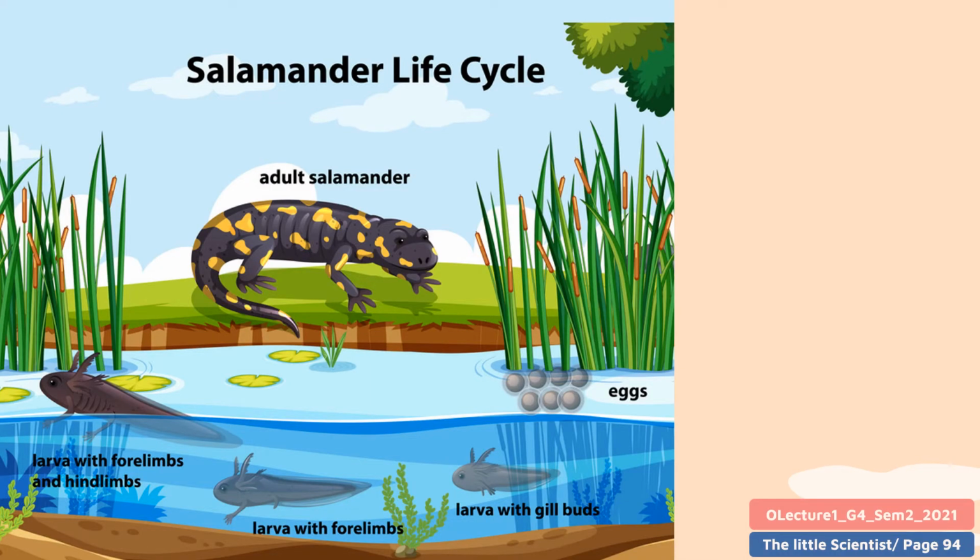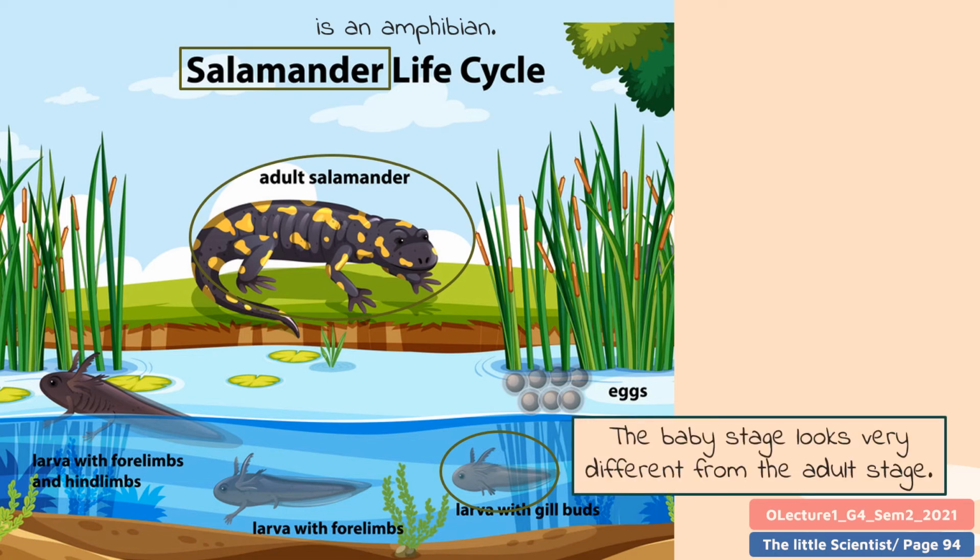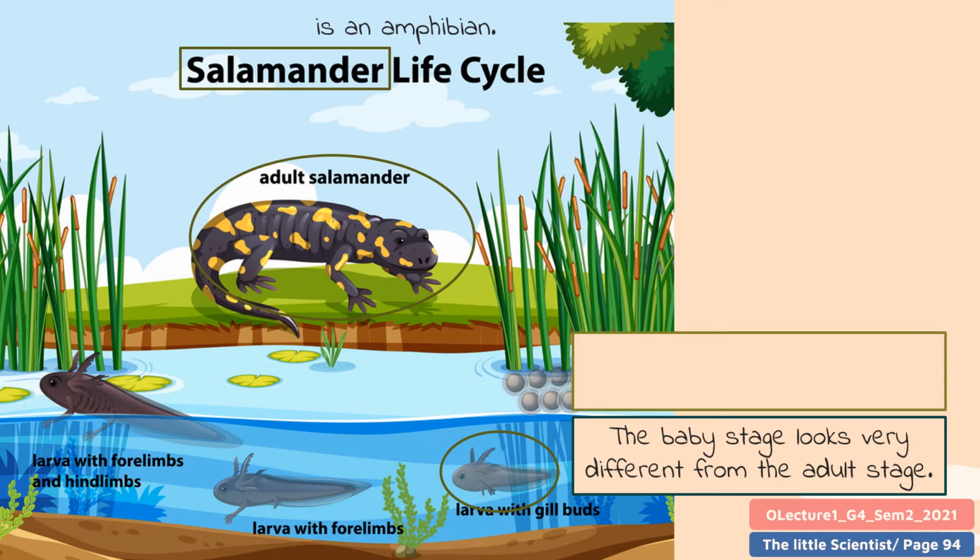Here is another kind of amphibians, which is the salamander. This diagram or this figure shows the salamander life cycle. Here is the larva, which is the tadpole of the salamander, and here is the adult salamander. Do they look the same? No, the baby salamander looks very different from the adult, the big salamander, right?